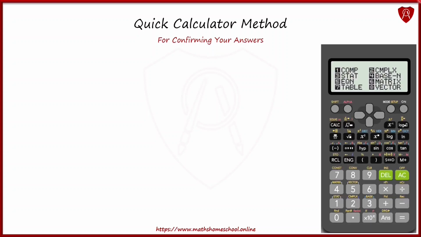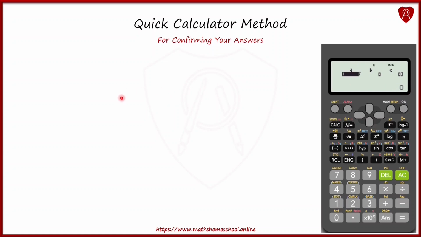Press Mode and choose menu item number 5, EQN for equation. So we press 5. Looking down the menu items, number 3 is ax squared plus bx plus c is equal to 0, which is the standard form of our quadratic equations. So we press 3 and the calculator will prompt you to key in 3 numbers, a, b, and c, which should be the 3 coefficients of our quadratic equation in standard form.